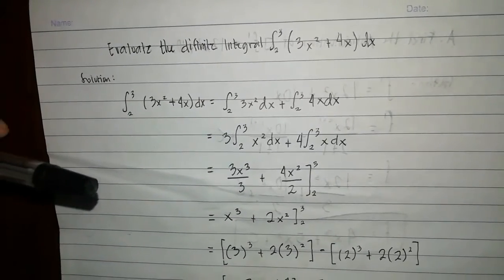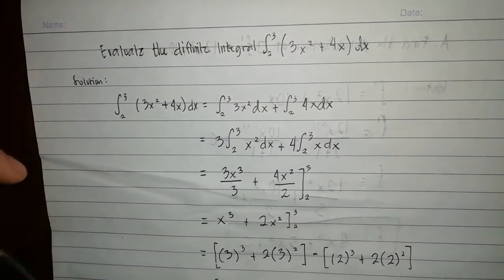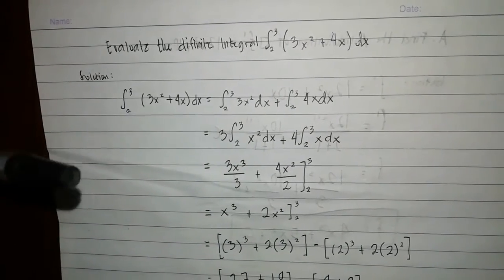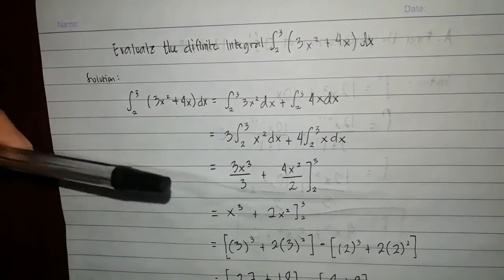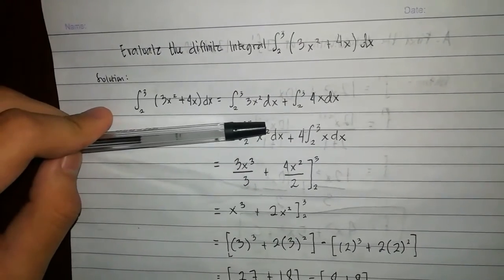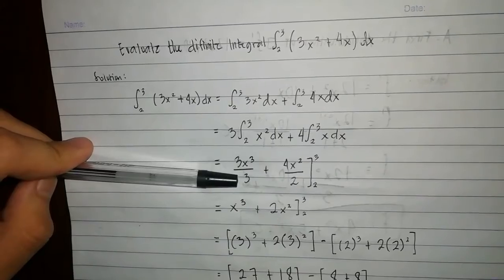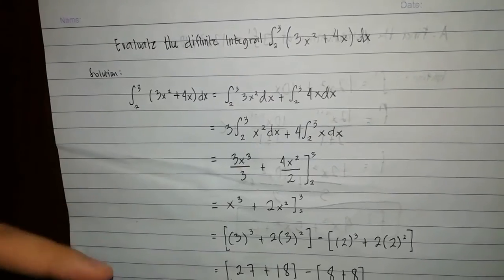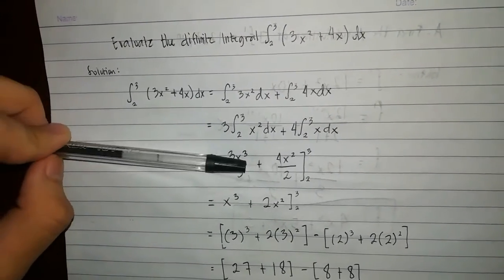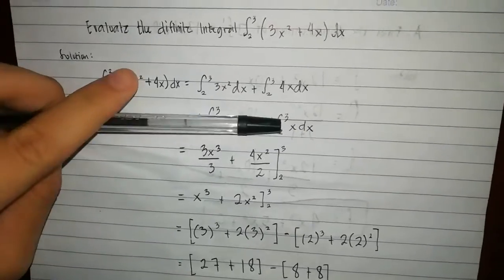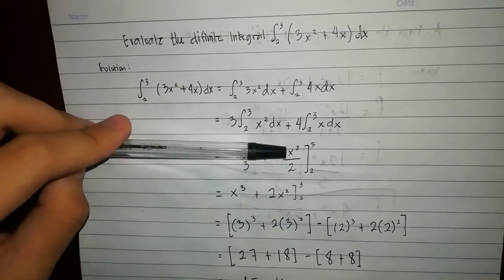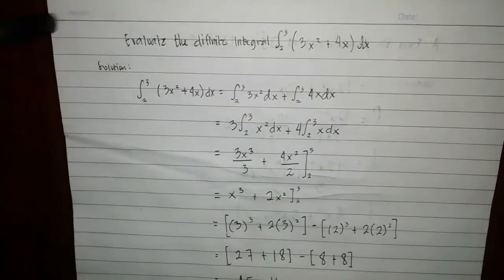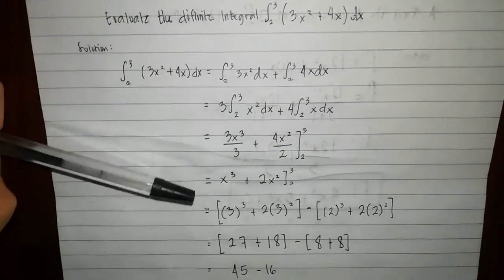To show the result, in the next step we're going to add 1 to the exponent. So it goes to 3 times x squared plus 1, which is equal to x cubed over 3, because 2 plus 1 is equal to 3, just like we did in the previous topic, and then plus 4 times x to the 1 plus 1, which results in x squared divided by 2, evaluated from 2 to 3.